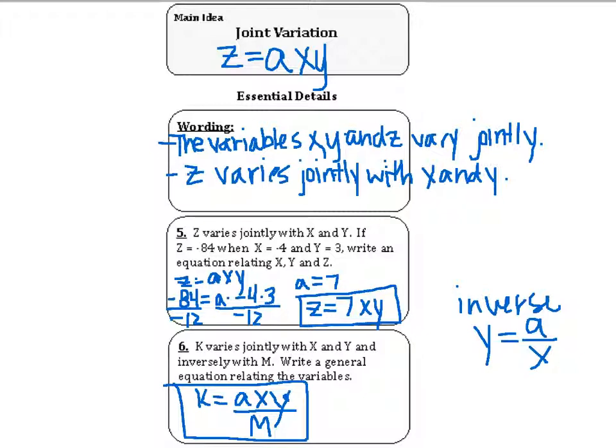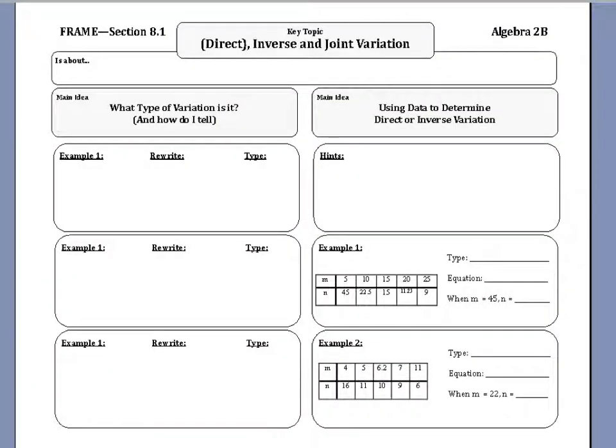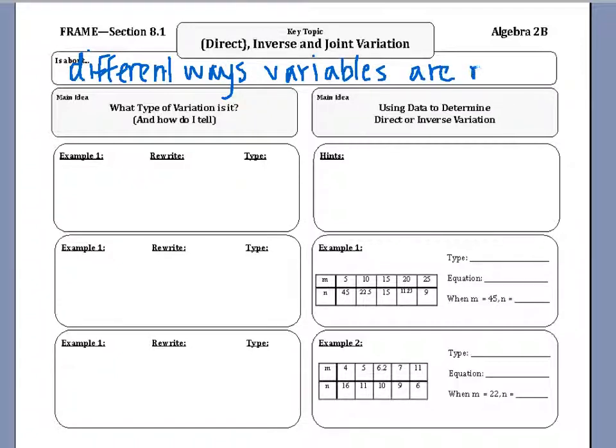Let's look at the other side of your frame. Okay, so here's the other side of our frame. This is still about the different ways variables are related. Okay. So we got two main ideas.